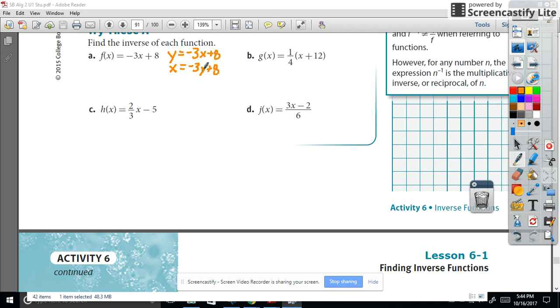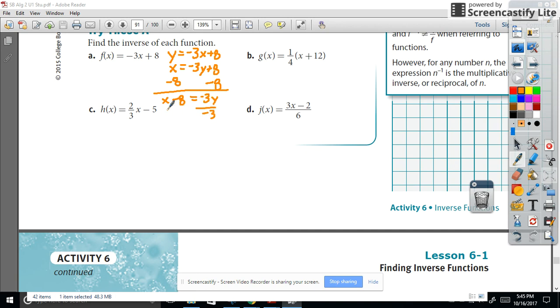Okay, step number 3 now is get the y by itself. So we have to undo everything that's happening to y in the opposite order. So we're going to start by subtracting 8 from both sides. x minus 8 equals negative 3y.